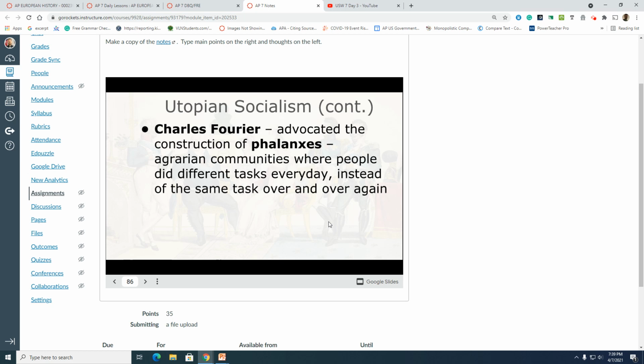And Charles Fourier advocated the construction of phalanxes, agricultural communities where people did different everyday tasks instead of doing the task over and over again, because he believed completing the same task over and over in this new industrial society ended up demeaning people and causing harm.